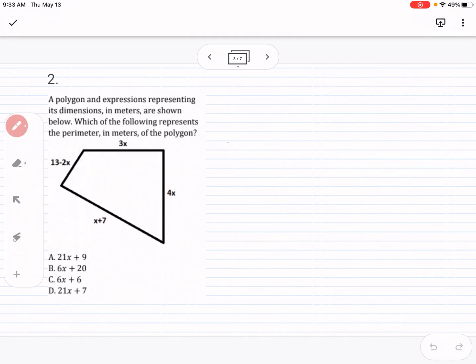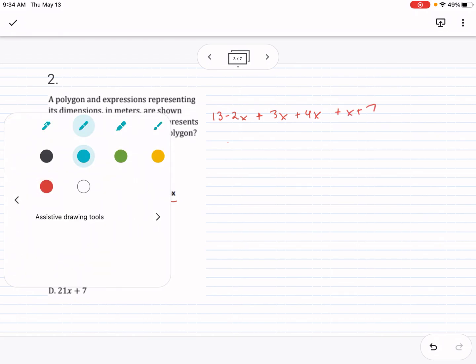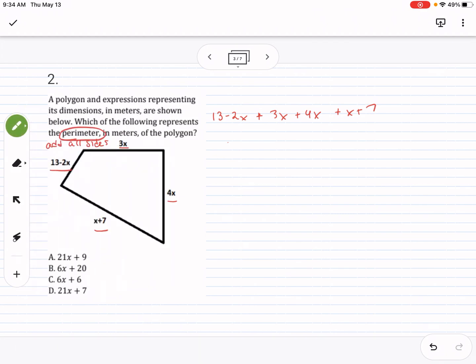This next example, we're also finding the perimeter. So we're going to add all sides. So I'm going to do it similar to what I did in the other problem. So 13 minus 2x. We're going to add that to 3x, to 4x, and to x plus 7. And now I'm going to combine like terms. So if I start with my x's, I have negative 2x, 3x, 4x, and a 1x. I'm going to add those together.